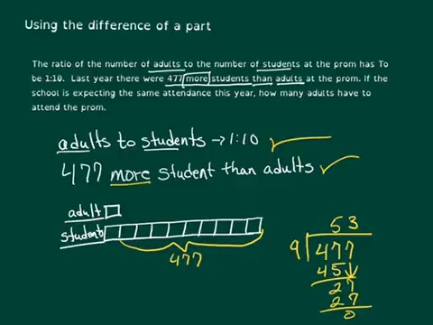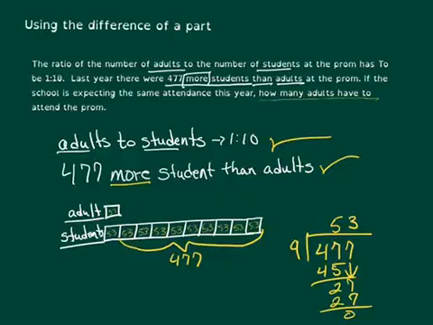Okay, so now let's go ahead and put that in our model. Now, we know that each one of these sections is going to be 53. And I'm just going to pause it so I don't waste your time. Now, I've gotten what the value of the sections of my tape diagram is. So now I'm going to go up and make sure that I can answer the correct question.